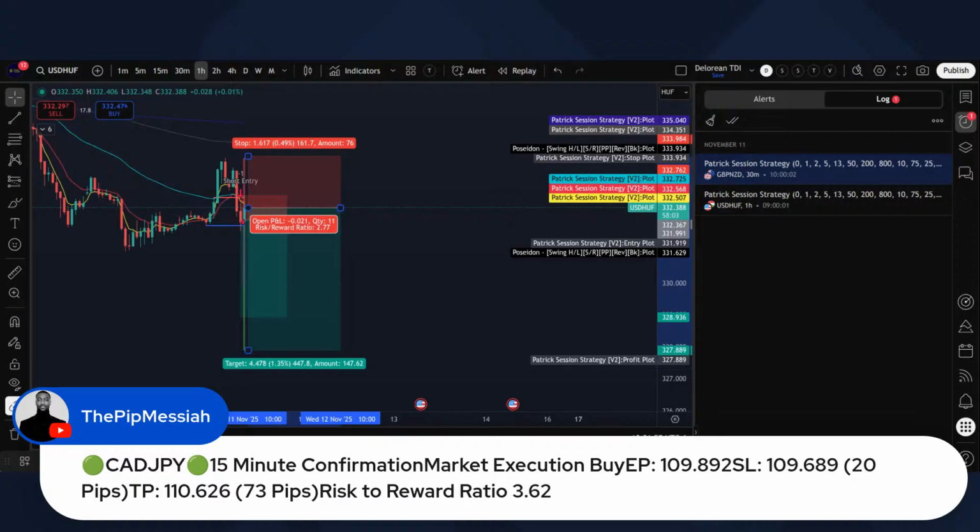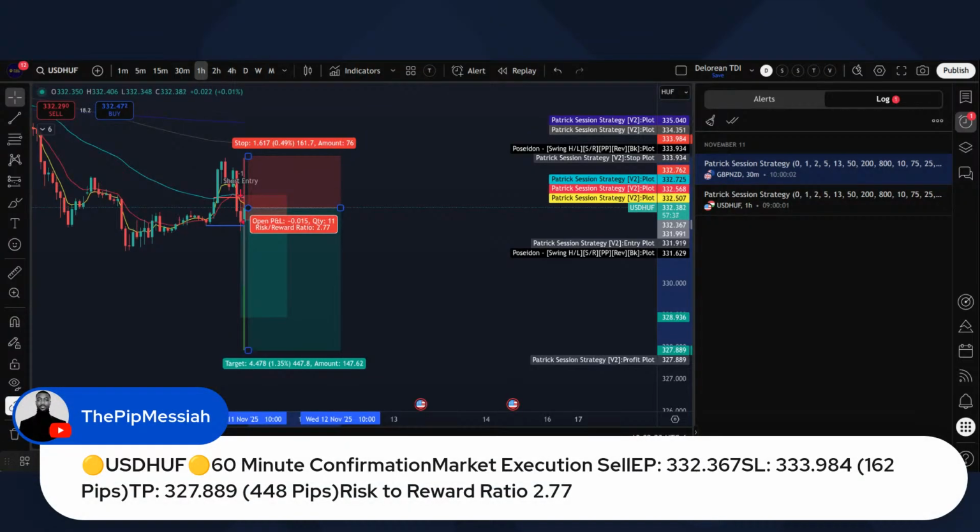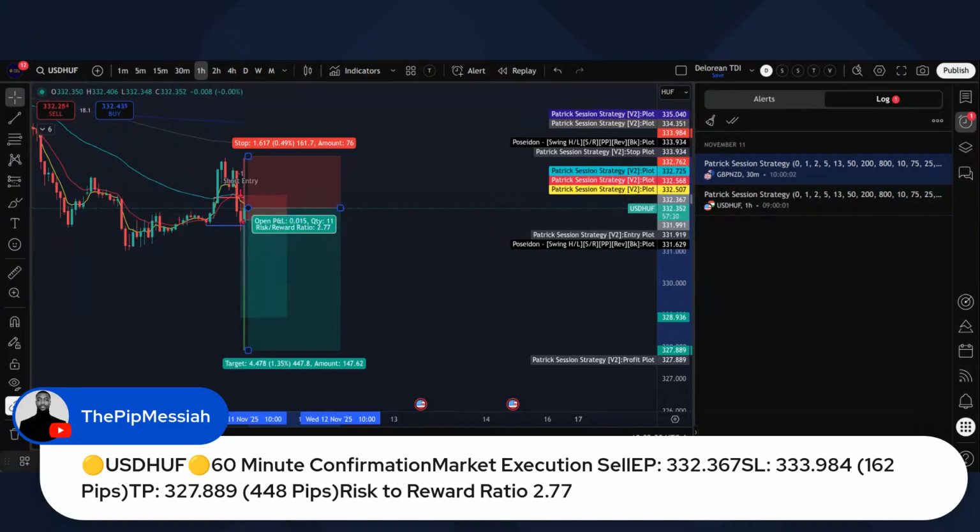And here's your next signal for Twitter. And for everyone else, you're going to have the United States dollar versus the Hungarian forint. This is a 60-minute confirmation. It's a sell. Entry price is 332.367. Stop loss is 333.984 for 162 pips. Take profit is 327.889 for 448 pips. The risk to reward ratio is 2.77.